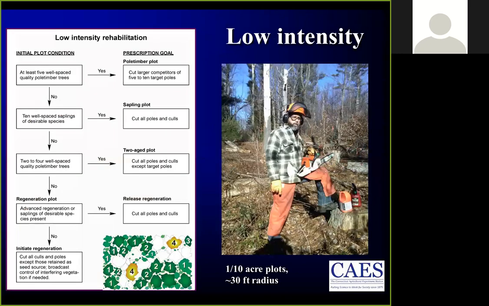So we came up with a couple of different prescription criteria, and this is something you could certainly develop locally for yourself. If we had at least five well-spaced quality pole timber trees, we would just cut the larger competitors of those poles. This is our low intensity. If we didn't have that, but we had 10 well-spaced saplings, we cut all the poles and culls, and we would let that sapling stand develop into the next stand.